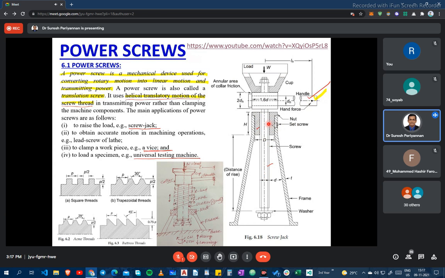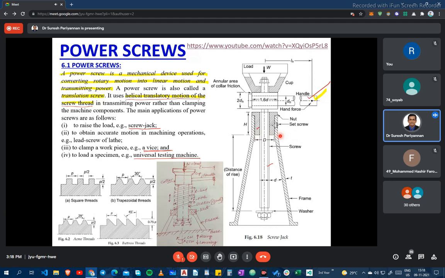That is called the self-locking effect. It is very important to hold the weight at an appropriate height for a particular duration without lowering the weight. So that self-locking property can be provided in the power screw.